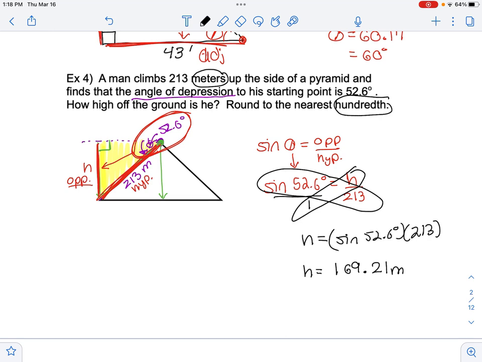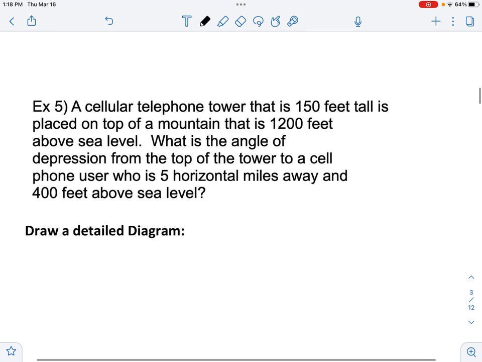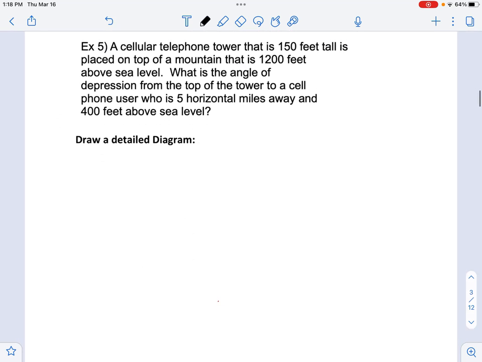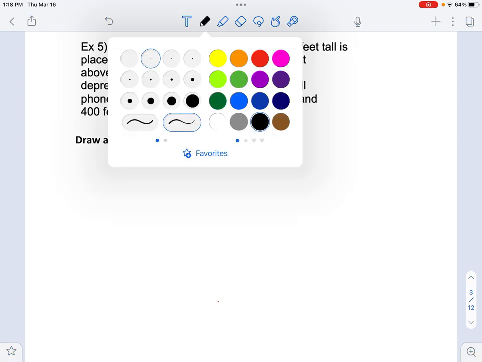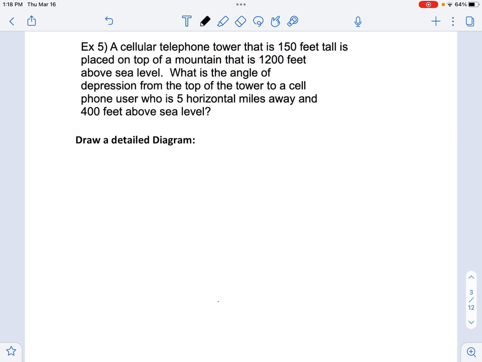Okay, one last example, because some of these diagrams can get a little intense, and you really, really, guys, have to draw this out. So we've got one more. There's a cell phone tower, 150 feet tall, on top of a mountain that is 1,200 feet above sea level. So I'm going to start with drawing a mountain, and the height of the mountain is 1,200 feet above sea level. On the top of this mountain is a cell phone tower, and the tower itself is 150 feet.